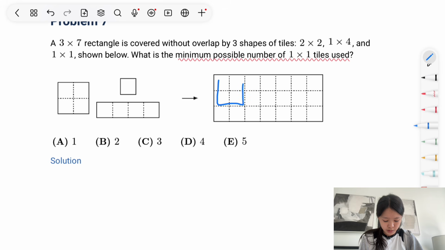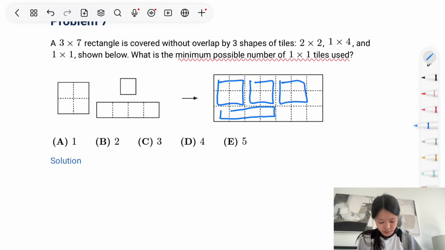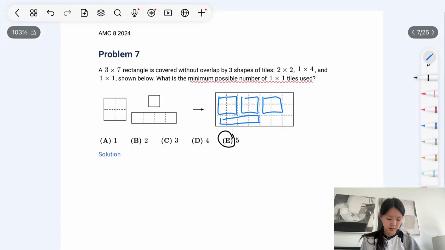So first we would put as many as we can, and then we would use the remaining 1 times 4 to fill in these gaps. And so then we come to here and we realize we can't place any more other tiles. So the final answer is E, which is 5.